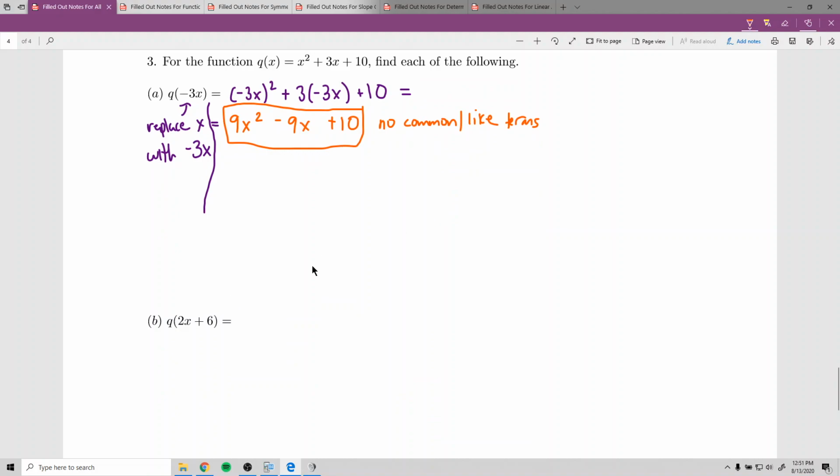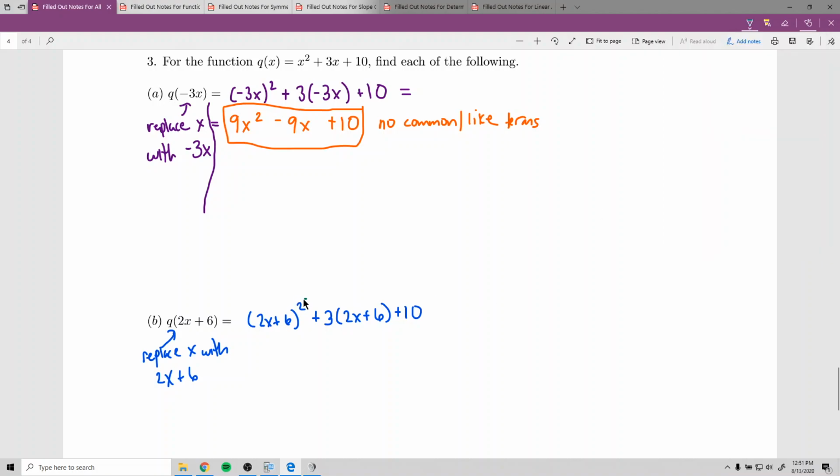All right, now this one, as soon as we bring in a plus, it's a little more complicated. But the idea remains the same. We want to plug in or replace x with 2x plus 6 for this one. So for x squared, we have (2x plus 6) squared plus 3 times (2x plus 6) plus 10.